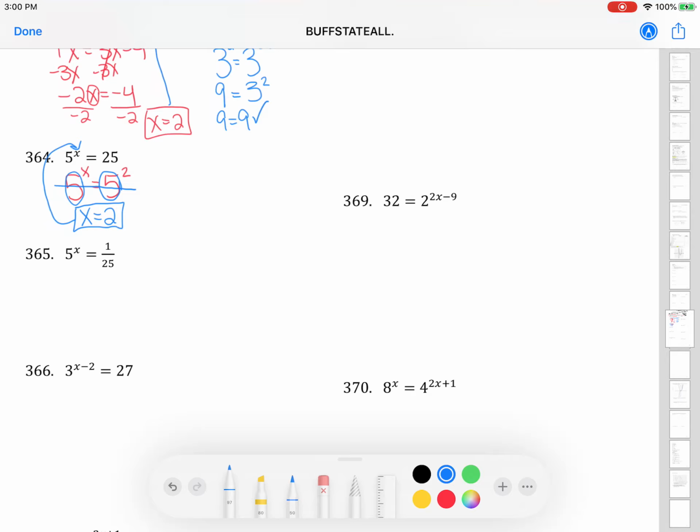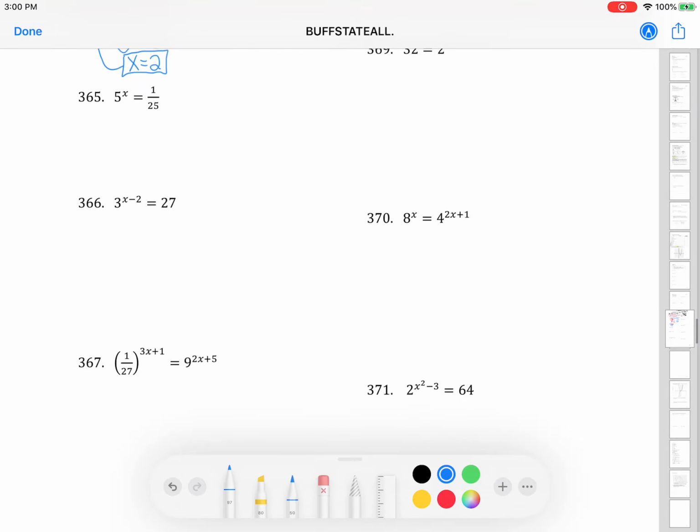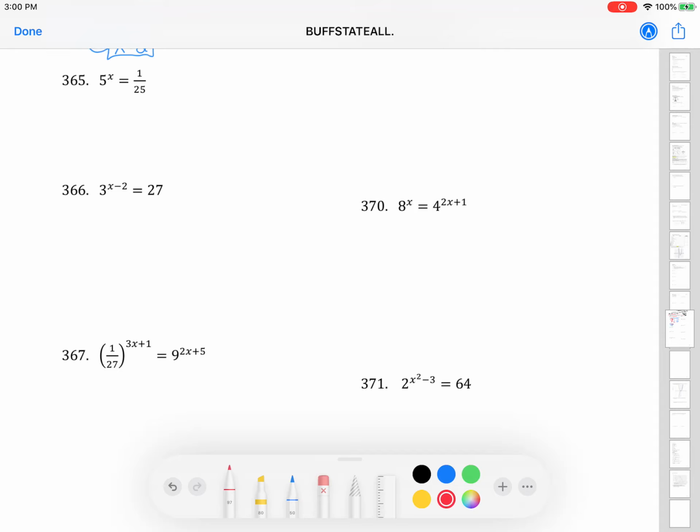You can check this one too, probably very quickly mentally. Just plug in 2 right here. 5 squared does equal 25. Checks will work every time. Okay, now if you like this method, remember it doesn't always work, but it's definitely the faster method if it does apply.